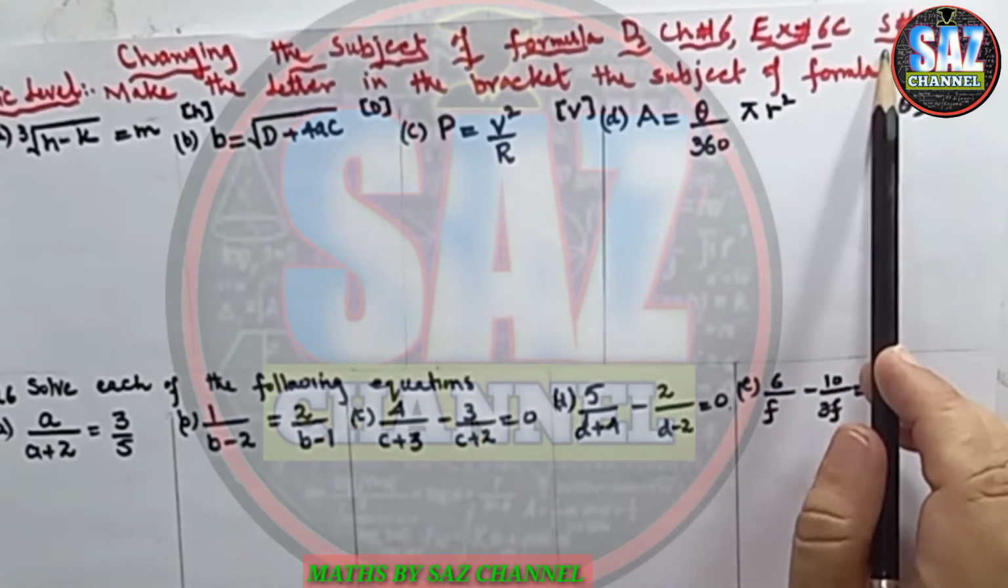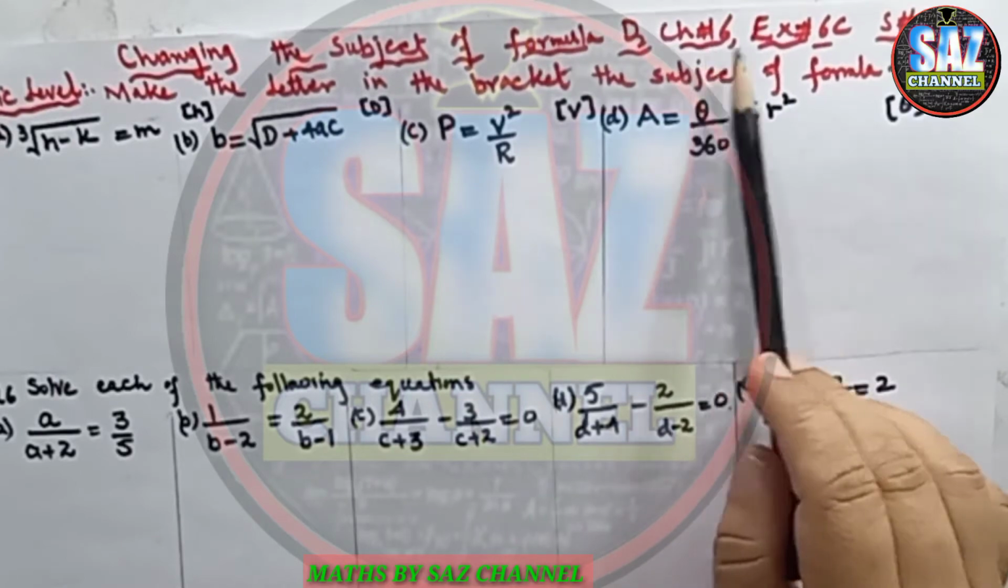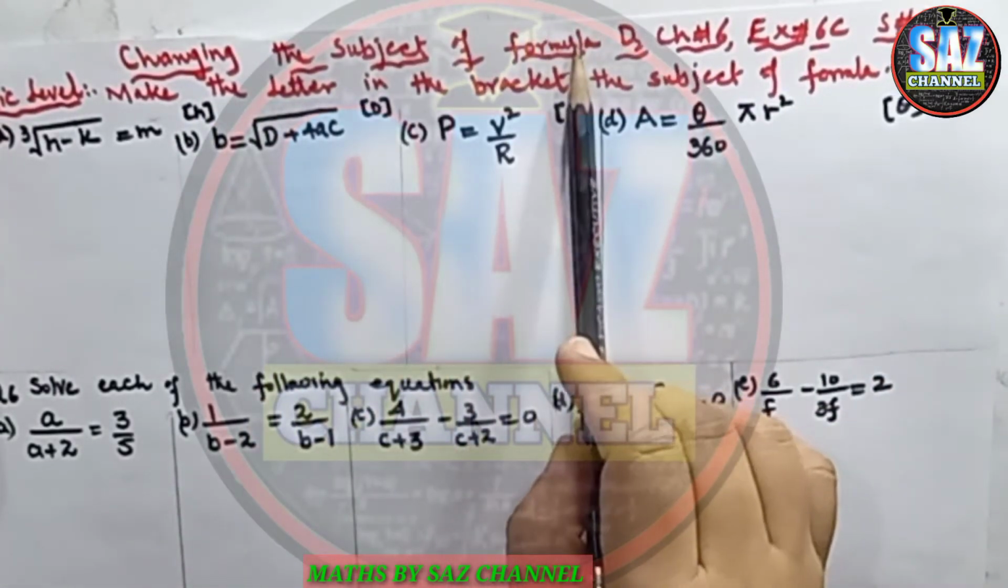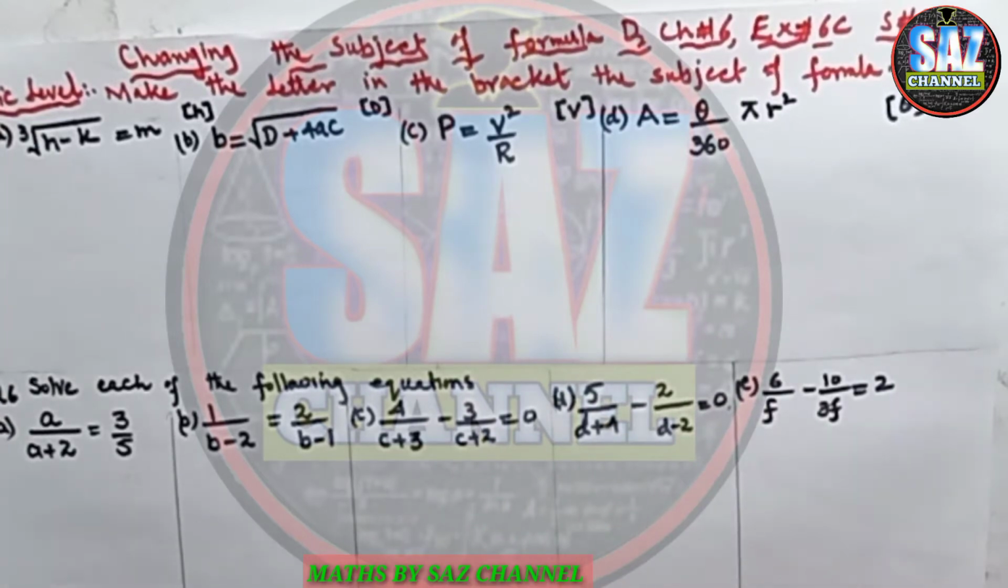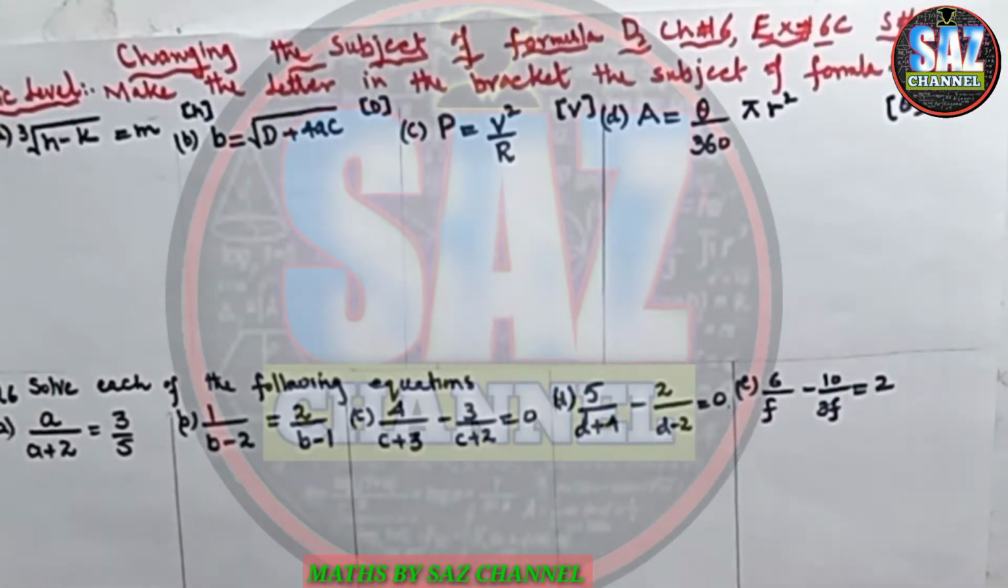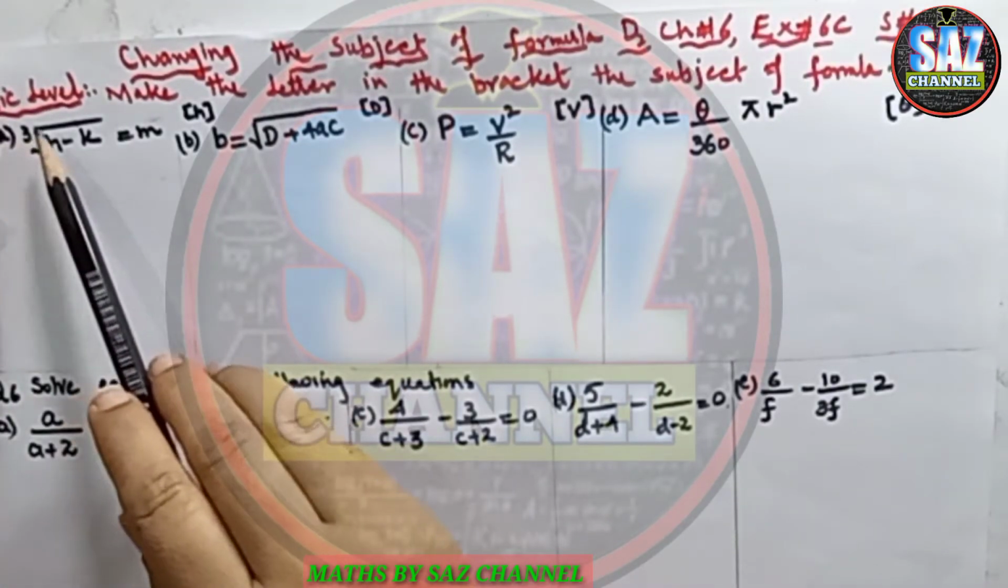This is my second lesson of D2, chapter number 6, exercise 6C, that is about changing the subject of formula. In order to understand what is the subject of formula, you can watch my previous lesson, for which I'll give the link in the description box if you find any difficulty. In this lesson, I'll solve basic level.